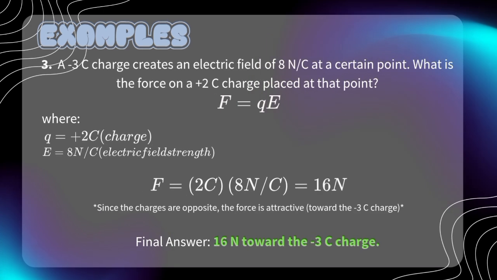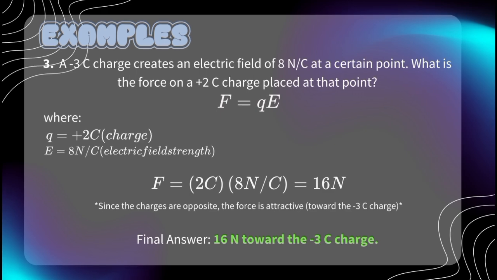For example number 3, again these are the givens. So we must determine the electric force. So the positive 2 coulomb charge times 8 Newton per Coulomb is equal to 16 Newton.